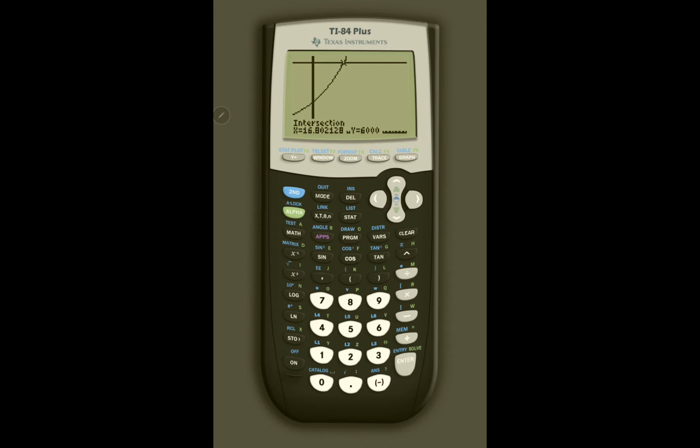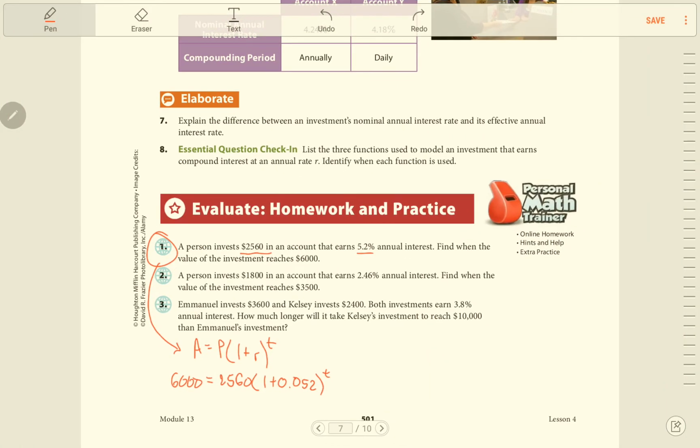So after about 16.8 years, we can expect that initial investment of $2,560 to be up to $6,000 if we can get that 5% annual interest rate. Okay, so there's that. Of course, like I said, we could use our logarithms and stuff like that too.